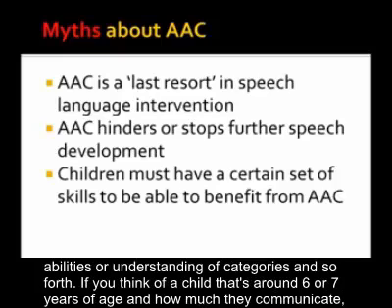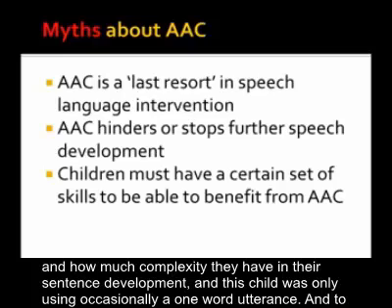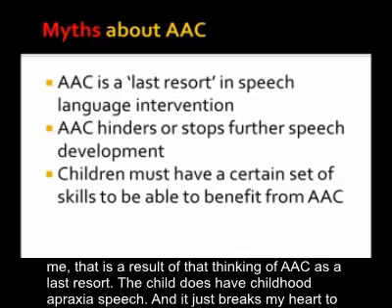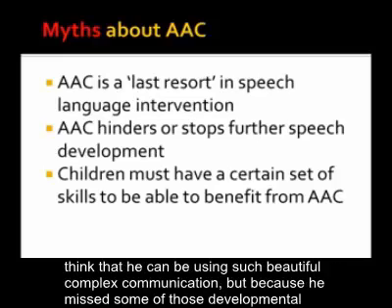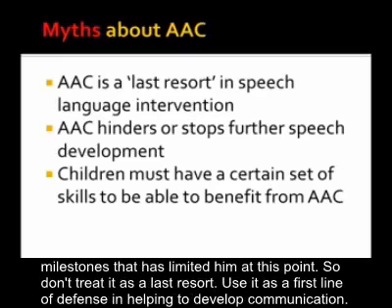And if you think of a child that's around 6 or 7 years of age and how much they communicate and how much complexity they have in their sentence development, and this child was only using occasionally a word-and-word utterance. And to me, that is a result of thinking of AAC as a last resort. The child does have childhood apraxia of speech. And it just breaks my heart to think that he could be using such beautiful, complex communication, but because he missed some of those developmental milestones, that has limited him at this point. So don't treat it as a last resort. Use it as a first line of defense in helping to develop communication.